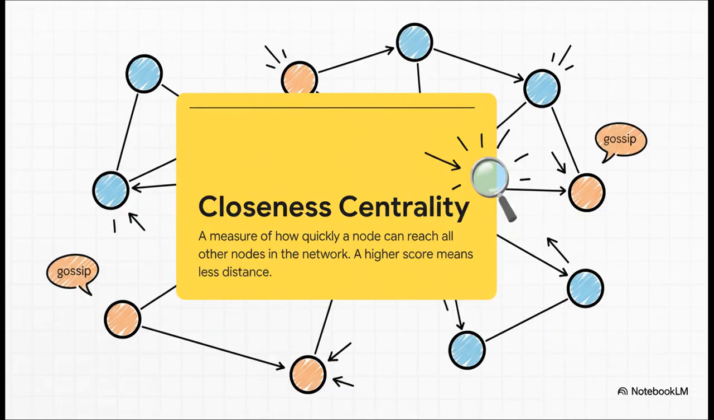Now, the whole idea behind closeness centrality is really intuitive. It just measures who can spread information the fastest. Imagine you want to start a rumor. Who in your network could get that rumor to absolutely everyone else in the fewest number of steps?